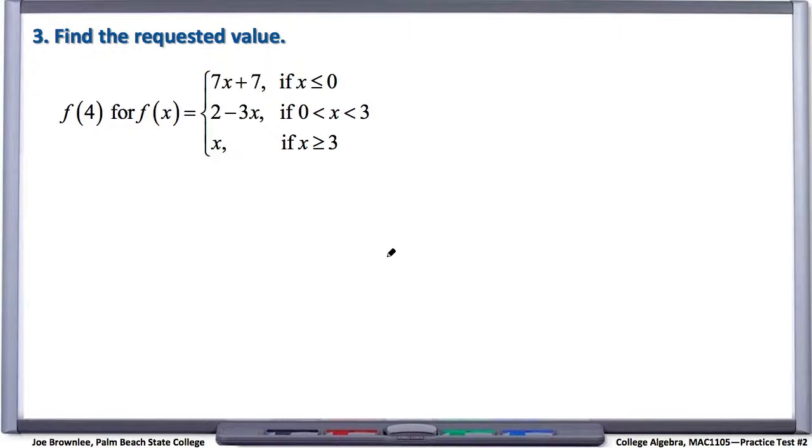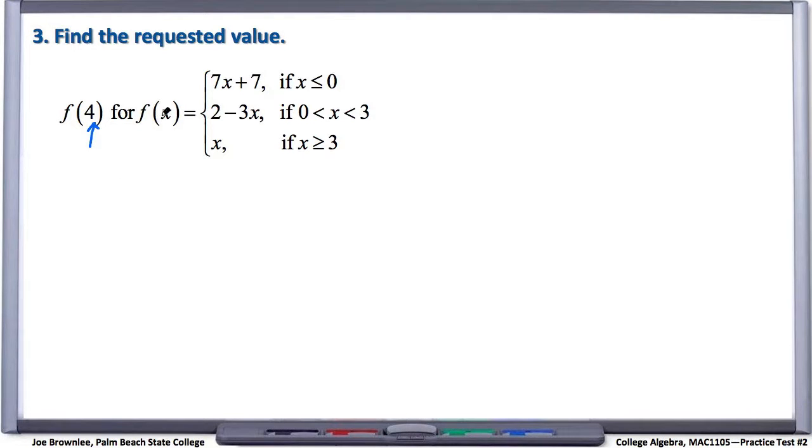So with number 3, we're told to find the requested value, and we've been given a piecewise function here. Hopefully these look familiar to you. We dealt with them at the end of practice test number 1. I think starting around question 48, we did several of these exact type of questions where we were given some value to find. So in this case, we're given f of 4. They want us to find the value of our piecewise function when the x is 4. So let's see what we have here.